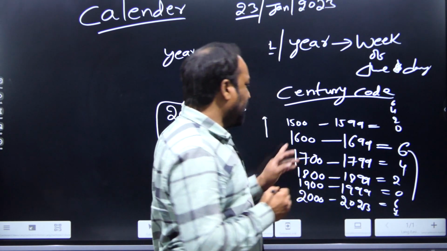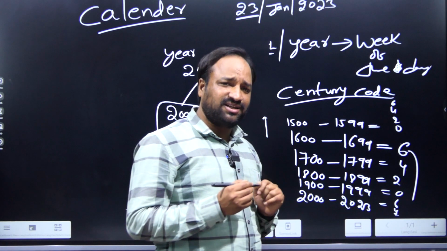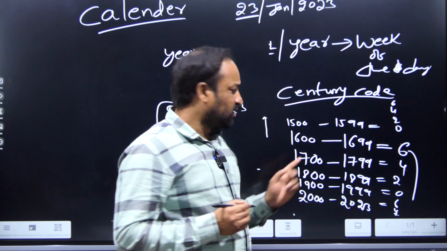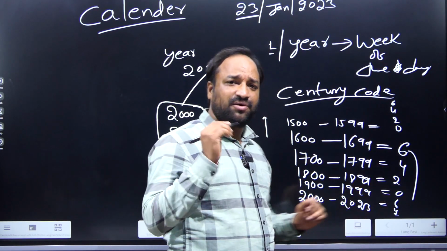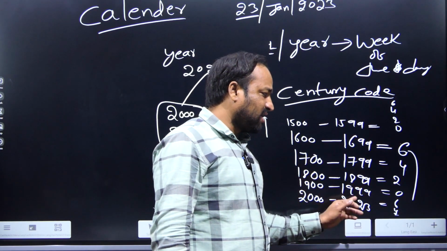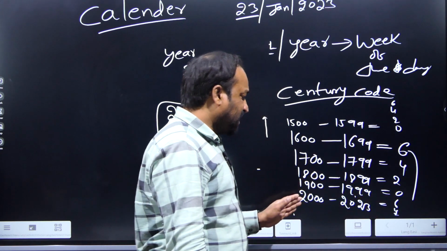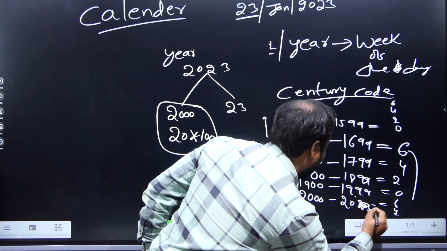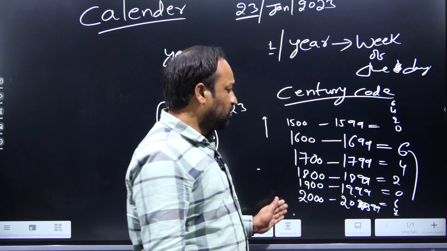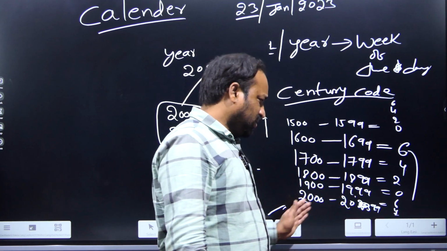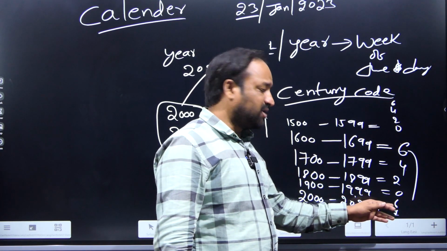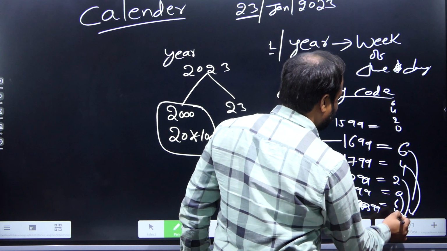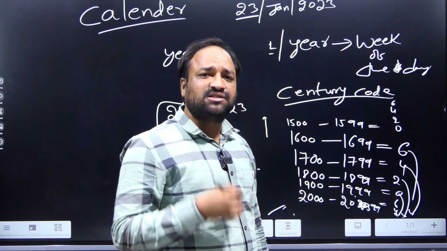Now I am telling that 1600 to 1699 century code is 6. 1700 to 1799 the century code is 4. 1800 to 1899, the century code is 2. 1900 to 1999 is 0. When you are starting with 2000 to 2099, the century code is 6. The cycle gets repeated. Then after 4, then after 2, then after 0. Like that, the cyclic process gets repeated.